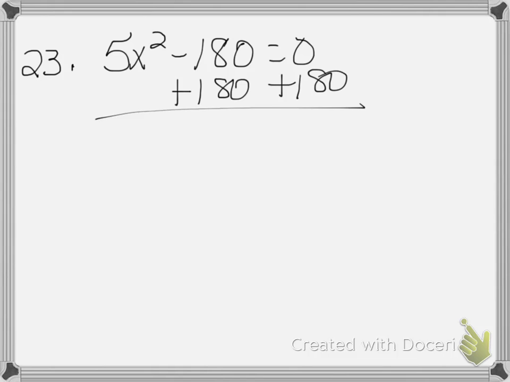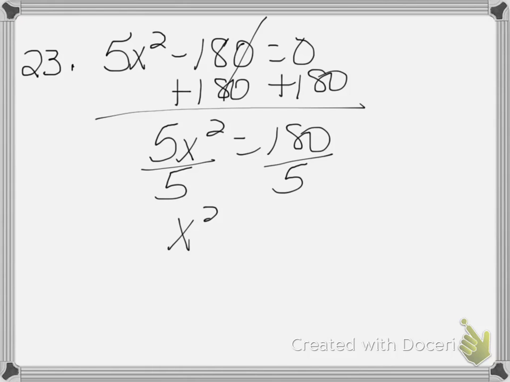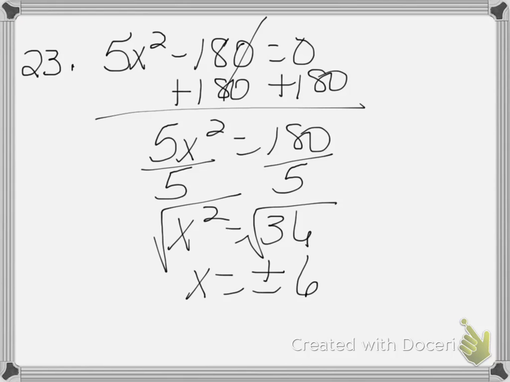Okay, number 23, we're going to do the square root property. The square root property is where you have to get the x squared by itself. Once you get it by itself, then you take the square root, and remember, you must give it plus or minus.